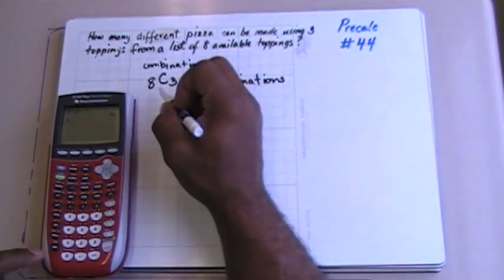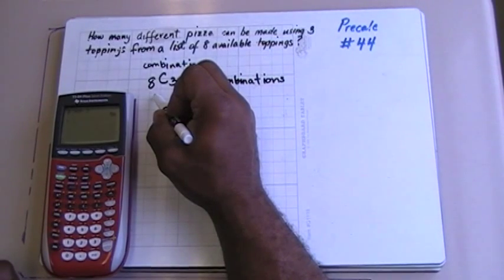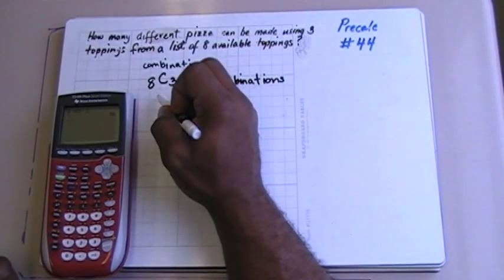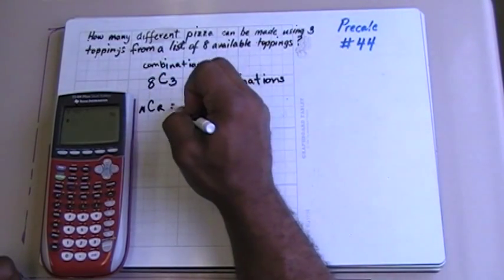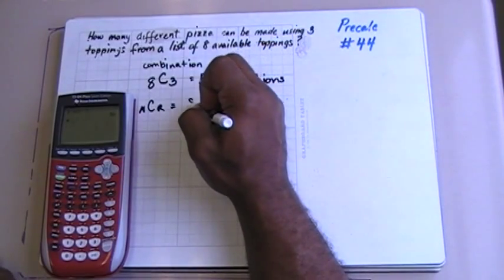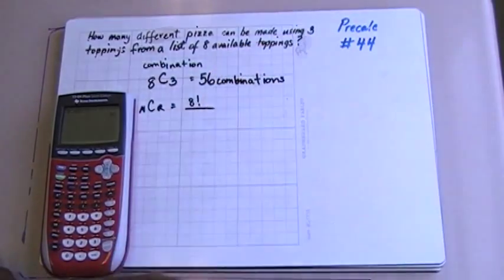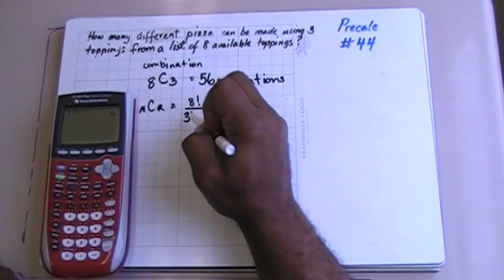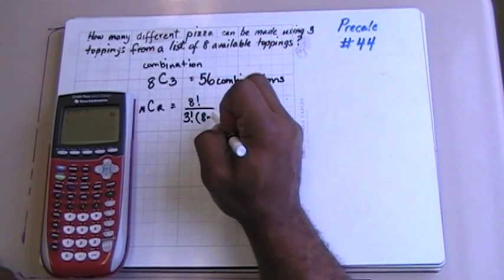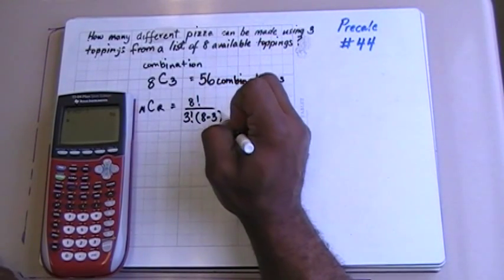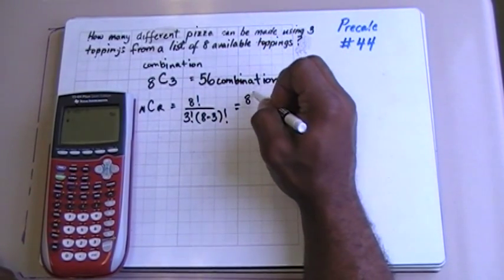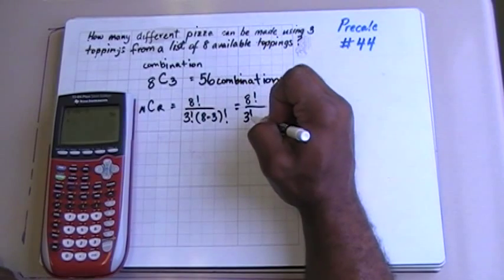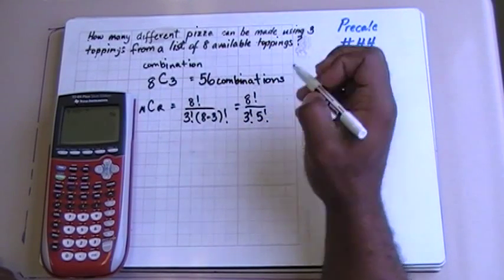If we happen to use the formula for combinations, we say what? 8 factorial over 3 factorial times 8 minus 3 factorial. And so that's 8 factorial over 3 factorial, 5 factorial.